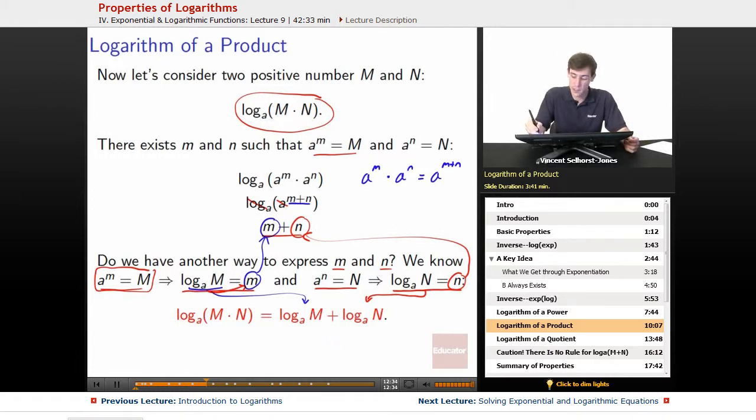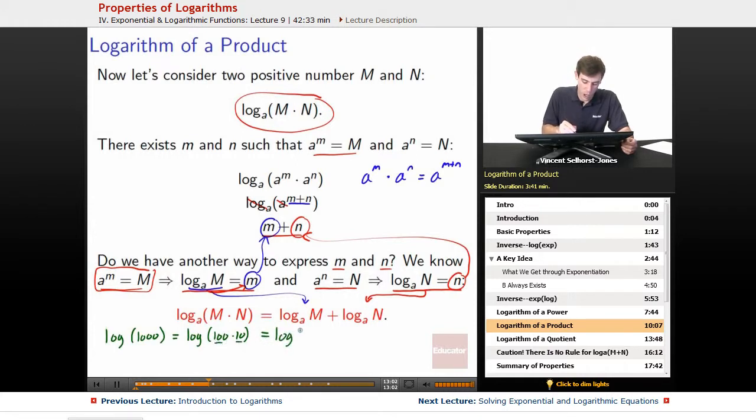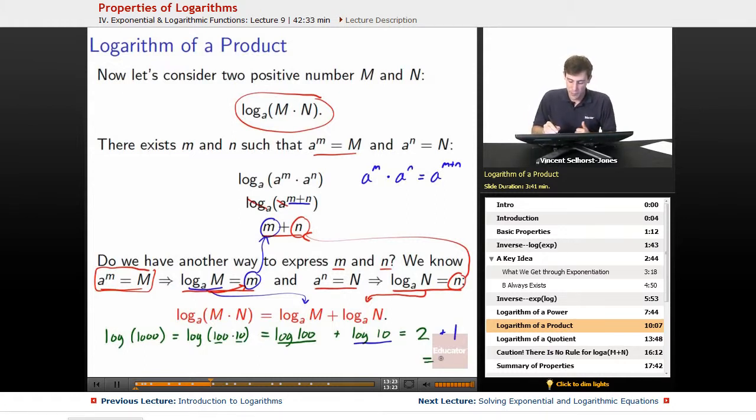Let's look at an example to help clarify this. So we could look at log base 10. We'll write it as just log, since the common log can be expressed as just log. So log of 1,000. We could write it, if we felt like it, as log of 100 times 10. And then by this rule that we have here, we could split it. We've got a product, 100 and 10, so we can split it into log of 100 plus the log of 10. Now, what number do we have to raise 10 to get 100? We have to raise it to 2, right? What number do we have to raise 10 to get 10? We only have to raise it to 1. So 2 plus 1, we wind up getting 3.